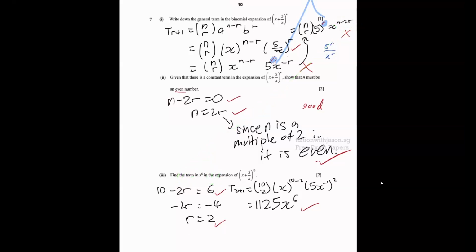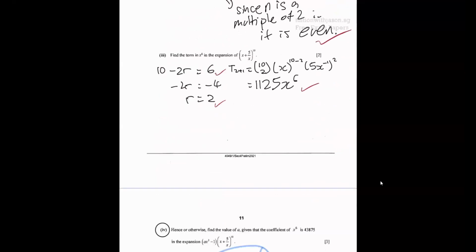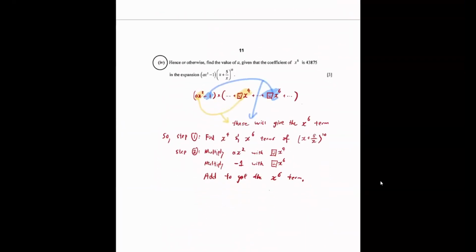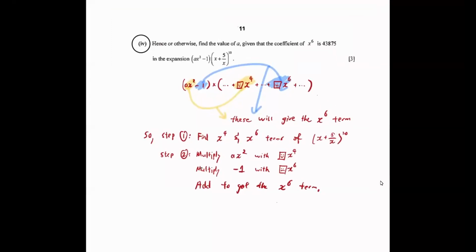Very good. And next, how about part 4? Part 4 is a little bit more special. Hopefully you realize that maybe I already used yellow and blue. Let's use green. You already know that you have x plus 5 over x to the power of 10, right? Which looks very familiar. Where do you see that? The previous part. From part 3, right? So let's just label there part 3. So that means you have to use the answer from part 3, okay?